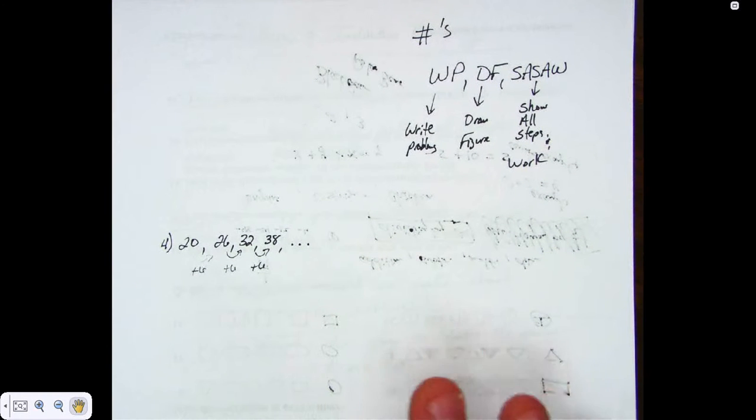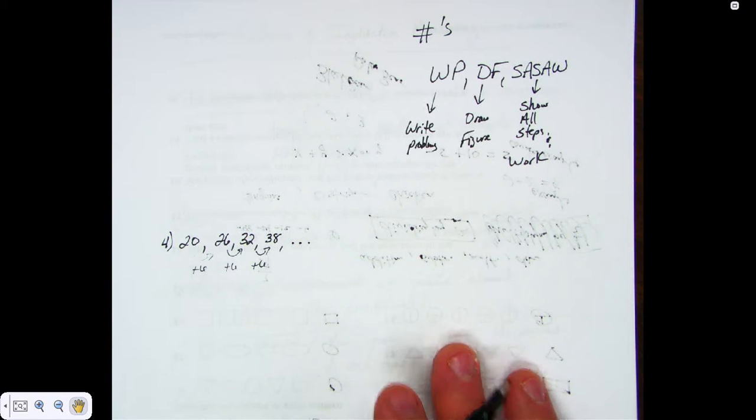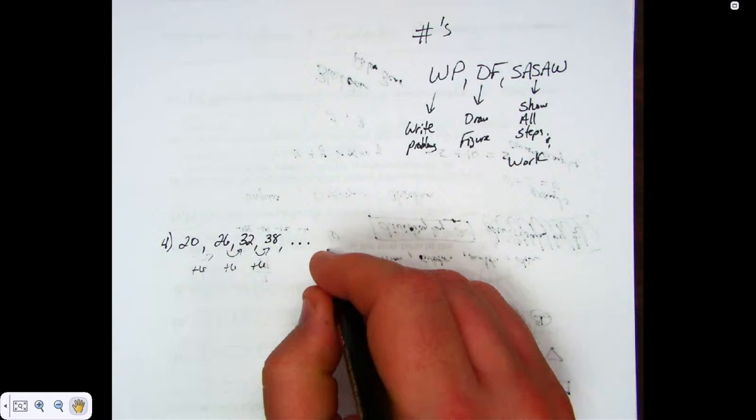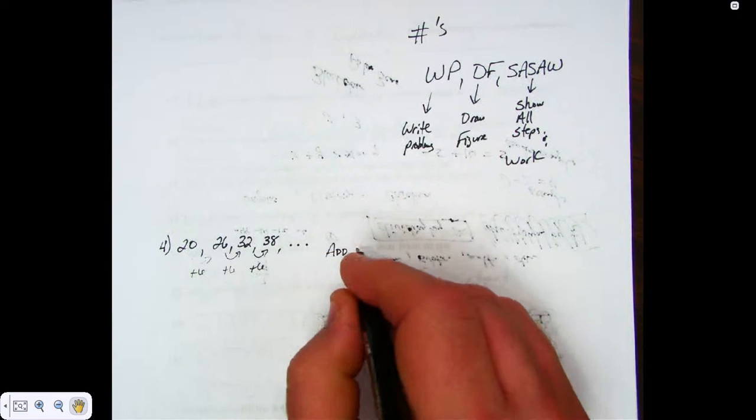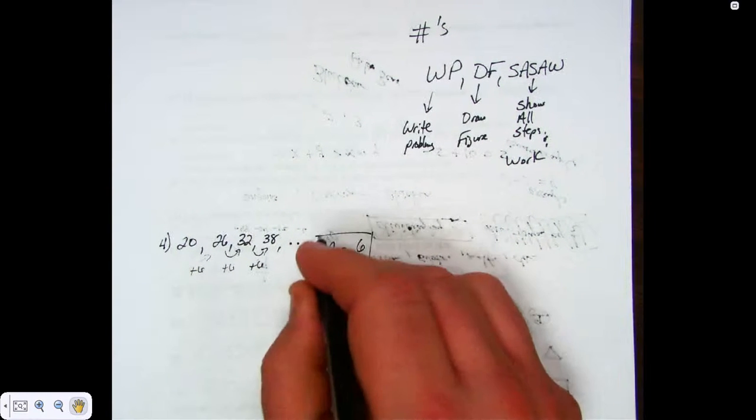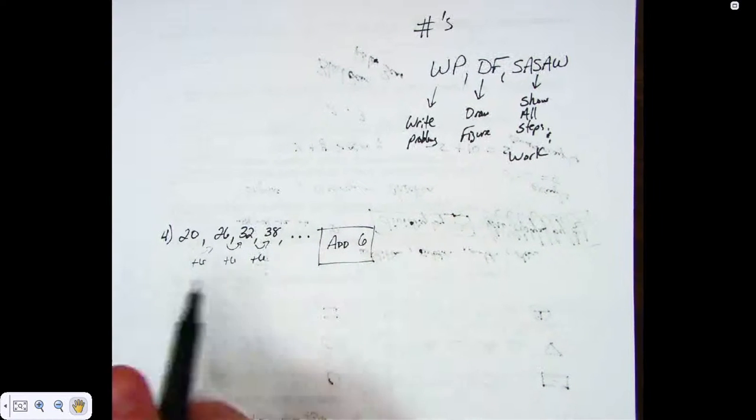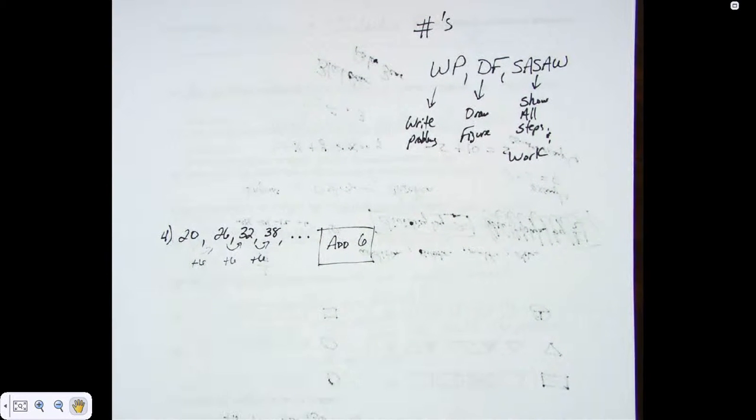Okay, the directions said, tell how to find the next term in the pattern. How would you tell me to find the next term? So I want you to write add 6, and I want you to box in your answer. I know that this is the problem. That's your answer. You just wrote the problems. There was no figure to draw, and you showed all steps and work.